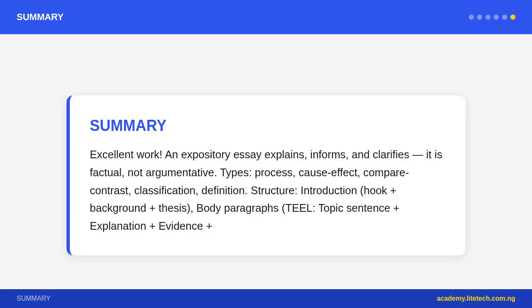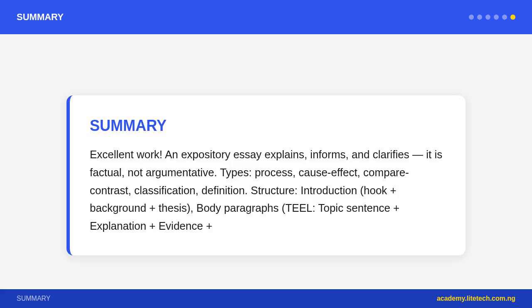Mistake 4. Introducing new points in the conclusion. The conclusion summarizes and closes. It does not introduce the 4th or 5th cause you forgot to include in the body. Excellent work. An expository essay explains, informs, and clarifies. It is factual, not argumentative.